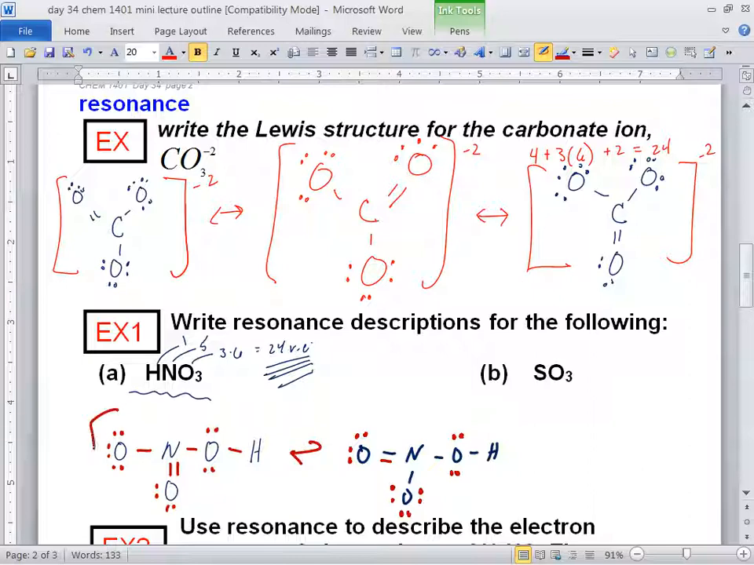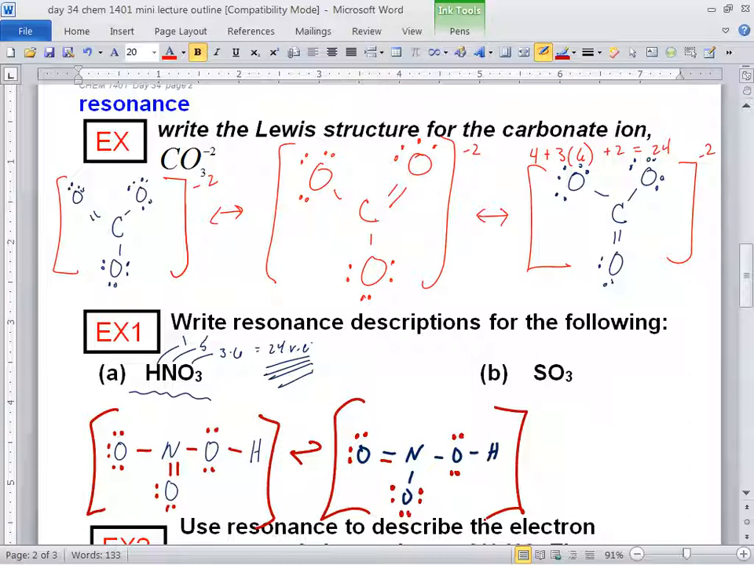Right, we'll do little brackets, make it look nice and pretty. All right. So that's the whole idea of resonance. Just move a double bond around between identical atoms so that the molecule doesn't really change, right? You could rotate it and you'd have the exact same molecule again.